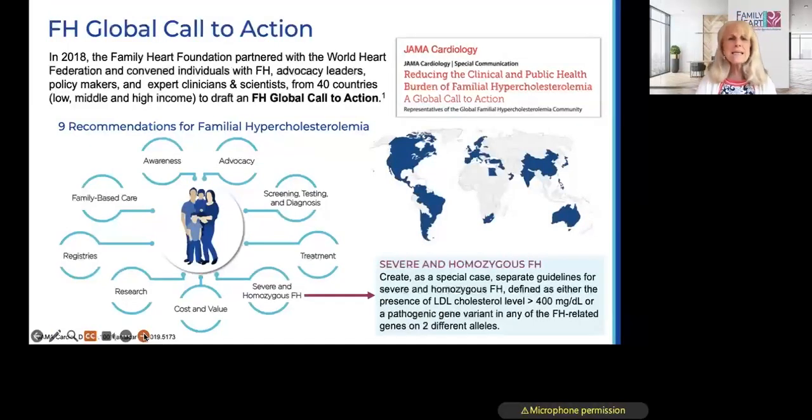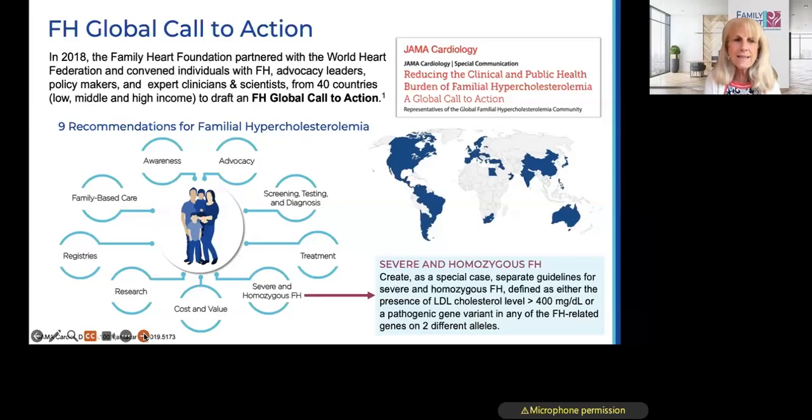We've already looked at these. In 2018, really our commitment goes back to 2011 when we first established the Family Heart Foundation. But in 2018, the Family Heart Foundation partnered with the World Heart Federation and convened individuals with FH, advocacy leaders, policymakers, expert clinicians, and scientists from 40 countries. And these were low, middle, and high income countries, to draft a global call to action.